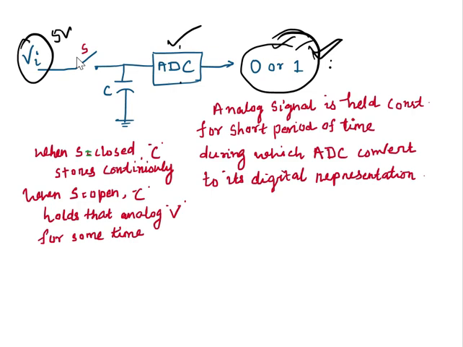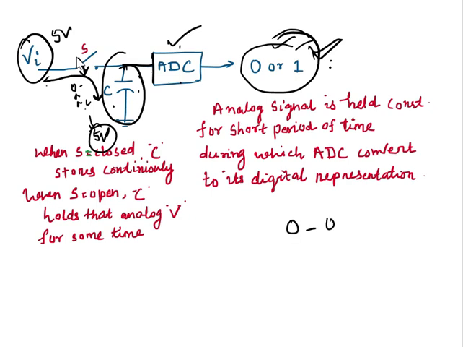So what happens here? When the switch is closed, there is a capacitor in front of this ADC. This 5 volt will be stored here, and it is not sudden. It is 0 to 0.1 volt, 0.2 volt, 0.3 volt, then slowly it stores 5 volt. That means there is a time frame, right? Let's say 0 to 0.8 volt it wants to store. Definitely the capacitor is going to take time.